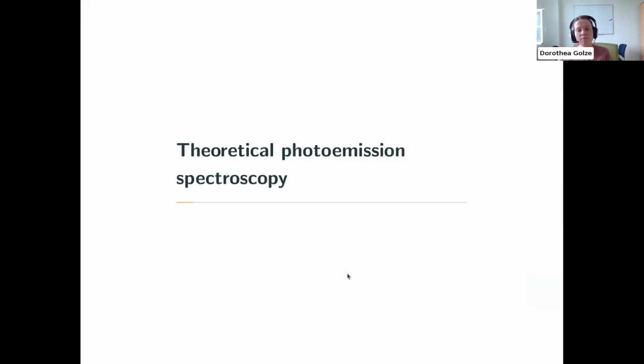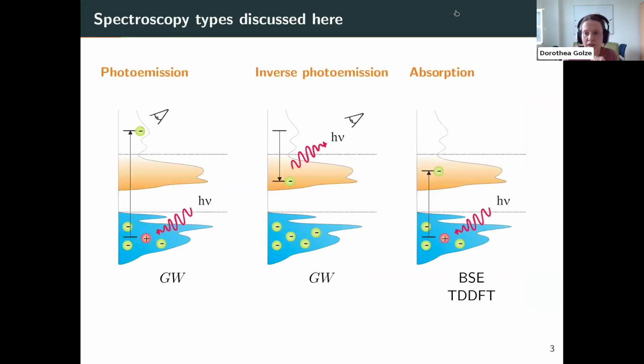Okay. So what is theoretical photoemission spectroscopy? I just want to clarify again what types of spectroscopy I want to discuss here. So it's photoemission spectroscopy, inverse photoemission spectroscopy, and what I just want to touch on, so actually not really explain, that would be absorption spectroscopy.